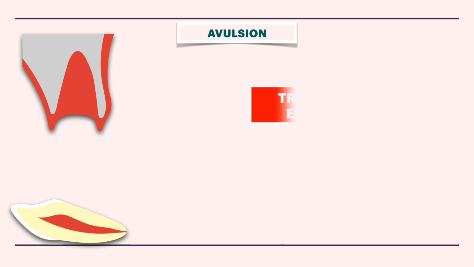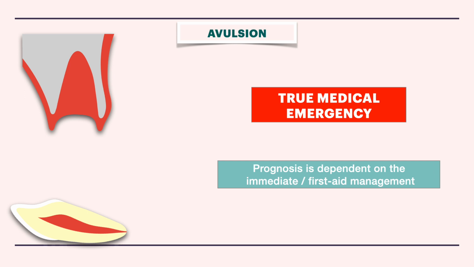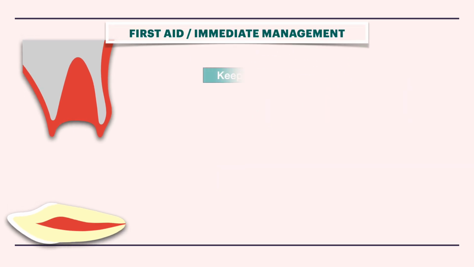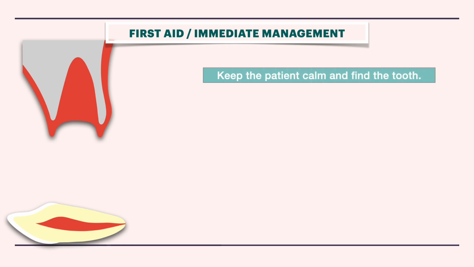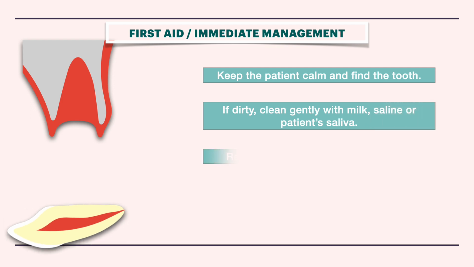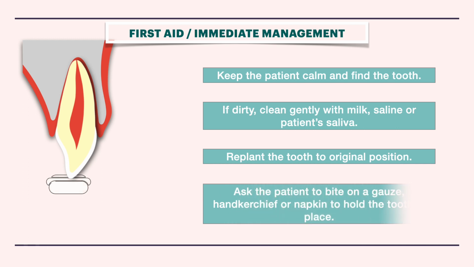It represents a true medical emergency, and the prognosis is highly dependent on the immediate actions taken at the place of incident. The immediate management involves keeping the patient calm and finding the tooth. The tooth should be picked up by the crown and touching of the root should be avoided. If the tooth is dirty, it should be rinsed gently with milk, saline or patient saliva. The tooth should be replanted gently to its original position, and the patient is advised to bite on a gauze or napkin to hold the tooth in place.